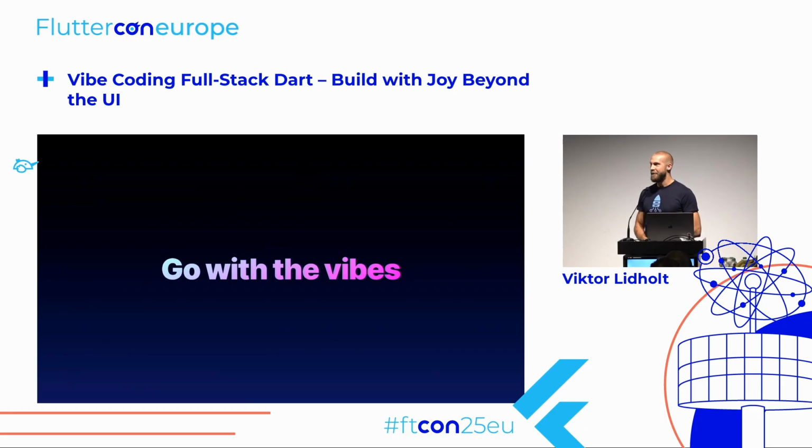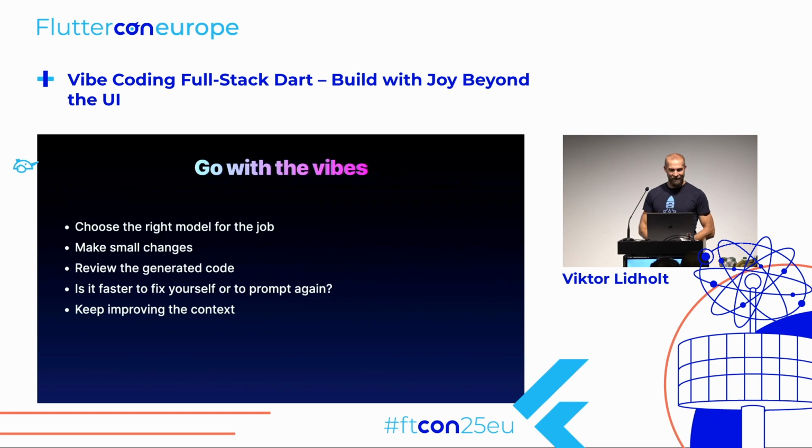But what else should you think about when you go with vibes? I have a few little pointers. First, choose the right model for the job. I've tried a bunch of different tools. The ones I've used most are Gemini CLI, Codex, which works as a plugin to VS Code, and Cursor. And the one I've been happiest with is Cursor with ChatGPT 5. I think that worked pretty well.